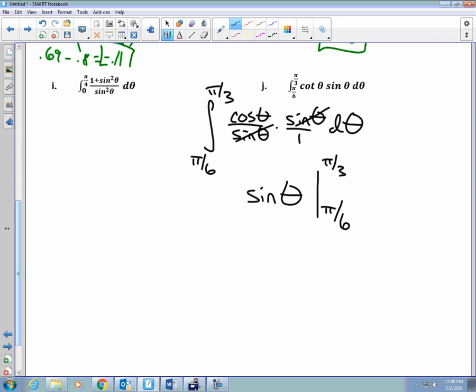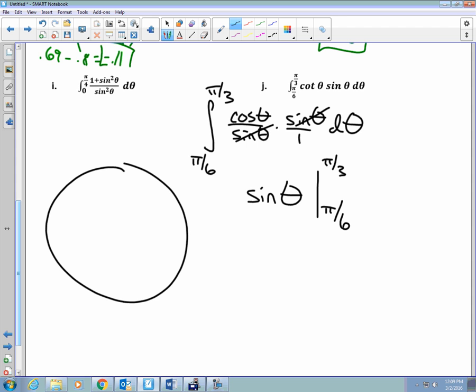Watch, I'll check. Take the derivative of sine. Cosine. So every time you take an antiderivative and you're wondering, oh, did I do that right? Just go ahead and take the derivative, and check to be sure you did it correctly.